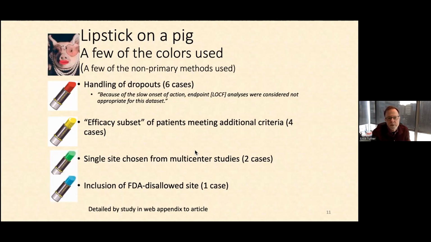The second one, efficacy subset, is a variation on that, where they made up some rules after the fact. Oh, we'll count them if they make it through a certain number of visits, but not after that. There were also 2 cases of multi-center studies where they cherry-picked a single site that happened to do well and published on that, and didn't publish it as a multi-center study, which was, of course, how it was intended.